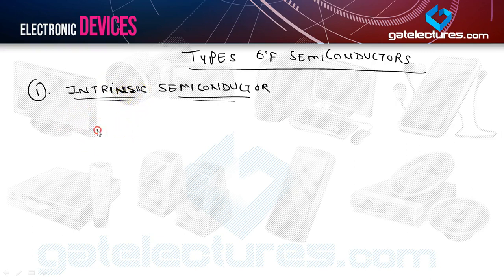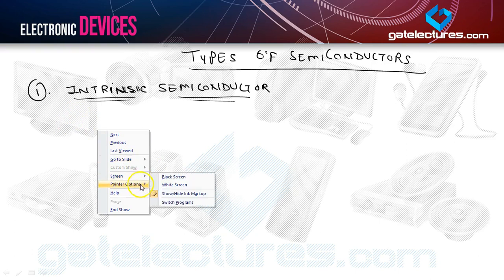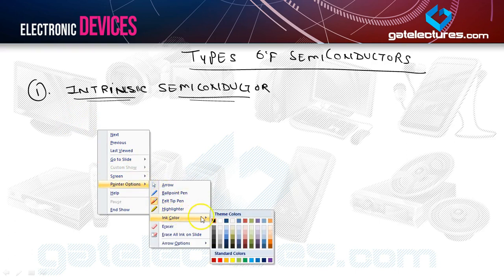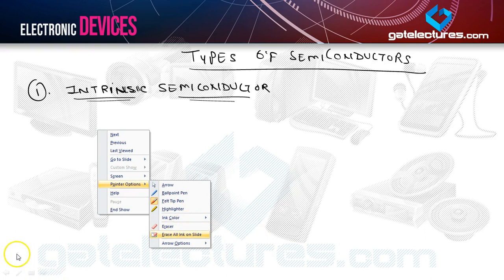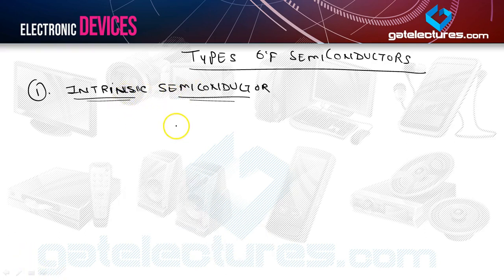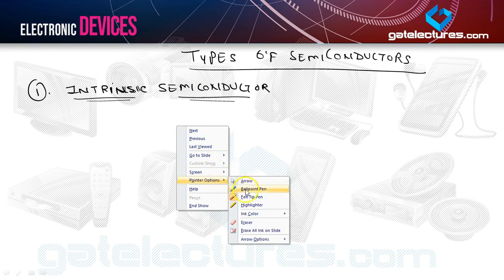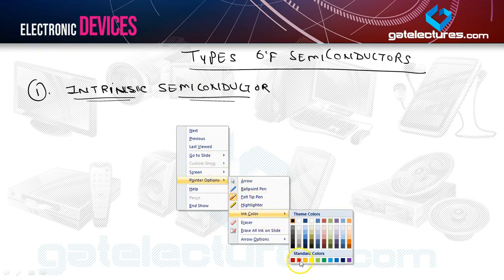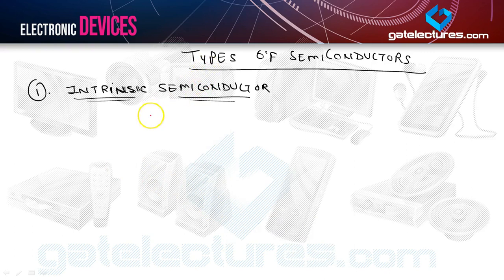An intrinsic semiconductor has a crystalline structure at 0 Kelvin, which is basically the absolute temperature, or -273 degrees Celsius. So let's draw this.